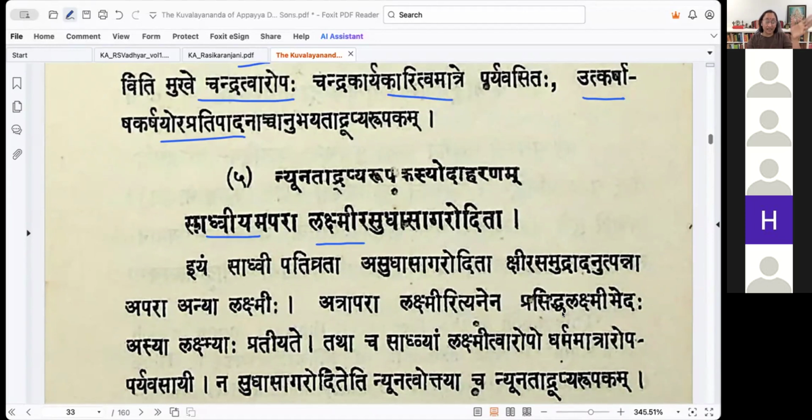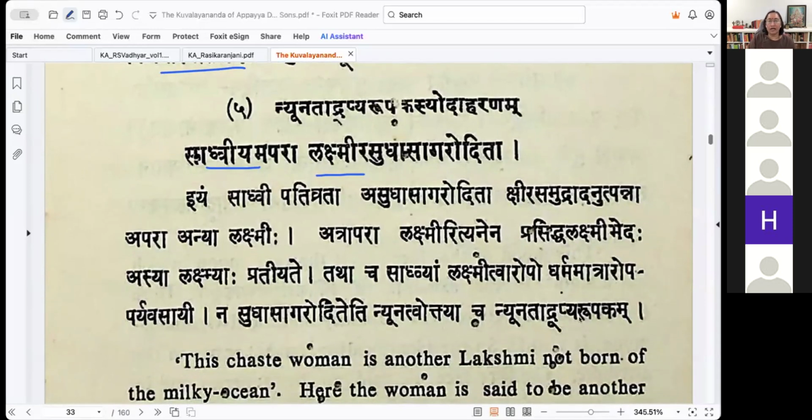Rajate. You can take it as rajate iti. It's not that he is actually ruling and all that. It's something like giving that impression. Sadhvi iyam apara lakshmih. Sadhvi means a pativrata. Iyam sadhvi pativrata, apara lakshmih. She is another Lakshmi. She is like another Lakshmi here, but she has not come from Ksheerasagara.